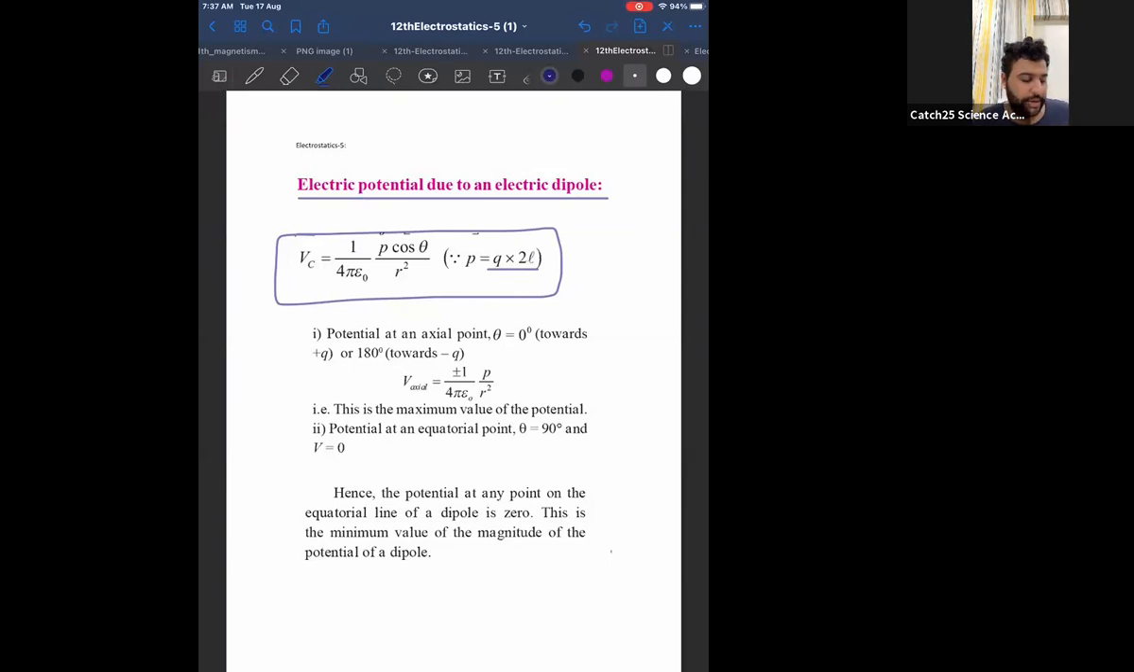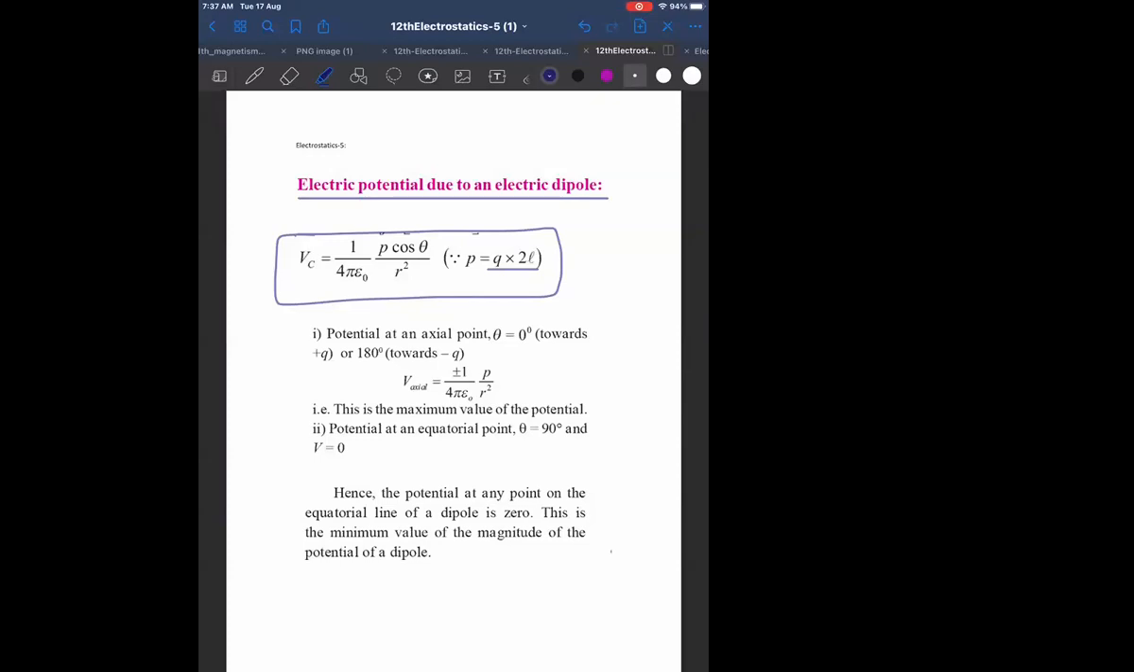Okay. Now, P is equal to Q into 2L. Therefore, you have to write the main formula. What is the potential due to an electric dipole? So write down. As and when I dictate, you write the notes. Write on the side heading: Electric potential due to an electric dipole.